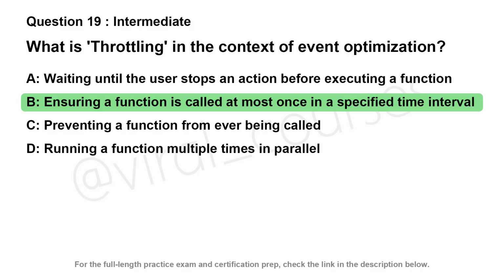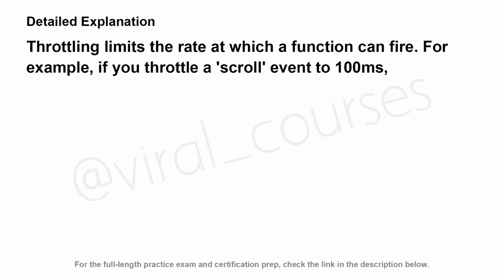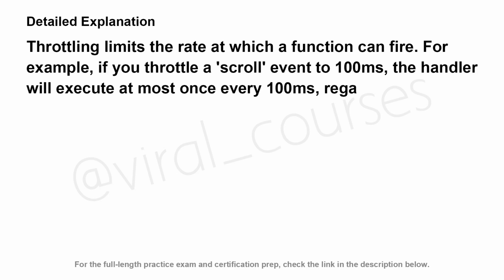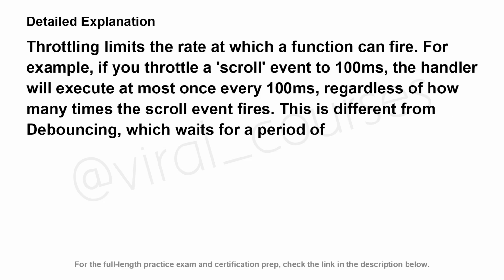The correct answer is B. Throttling limits the rate at which a function can fire. For example, if you throttle a scroll event to 100 milliseconds, the handler will execute at most once every 100 milliseconds, regardless of how many times the scroll event fires. This is different from debouncing, which waits for a period of inactivity before firing.